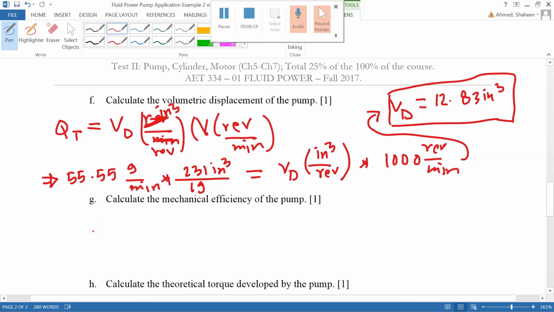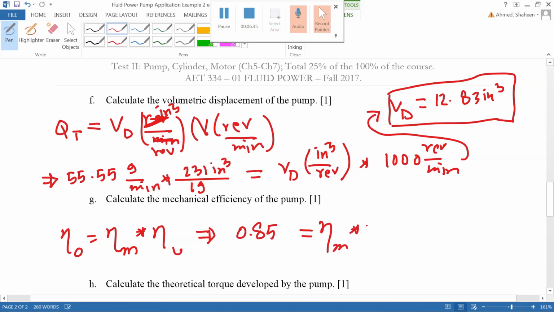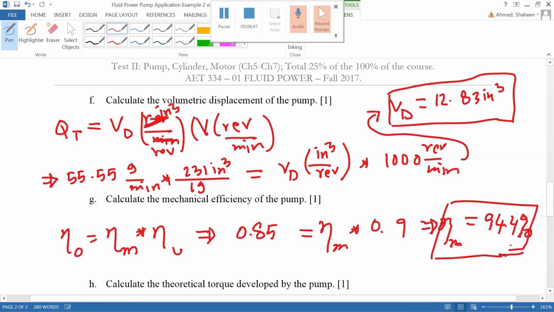Mechanical efficiency: we know that the overall efficiency is equal to mechanical efficiency times the volumetric efficiency. We know that the overall efficiency was 0.85, and the volumetric efficiency was given as 0.9. So mechanical efficiency would be 94.4%. That's what I got in my calculation.